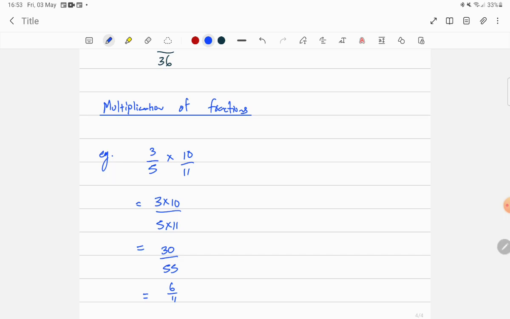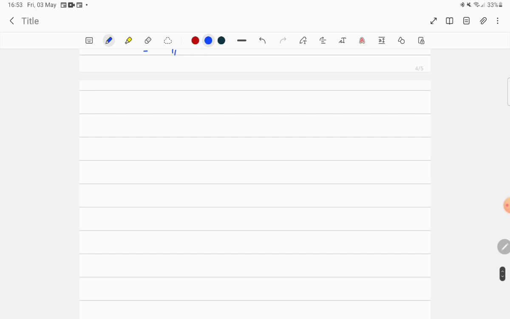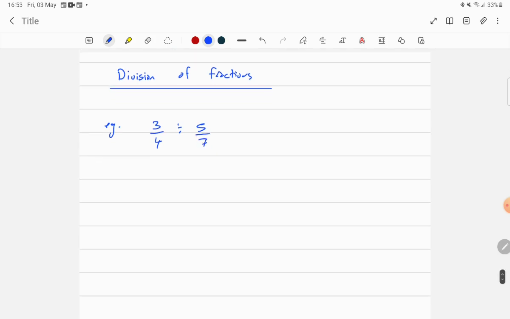Division of fractions, come to that now. So very similar, but just one step before that. So division of fractions. If you look at an example here, let's say for example 3 over 4 divided by 5 over 7, and here this would be 3 over 4 times.